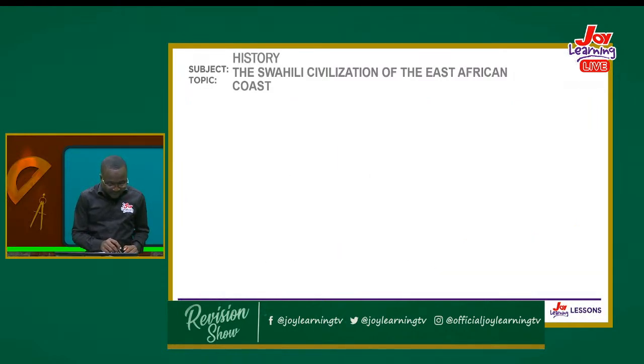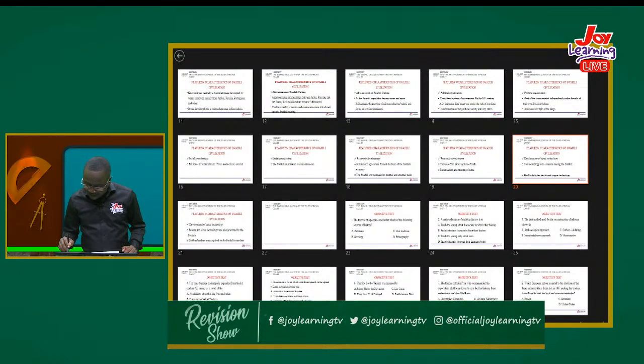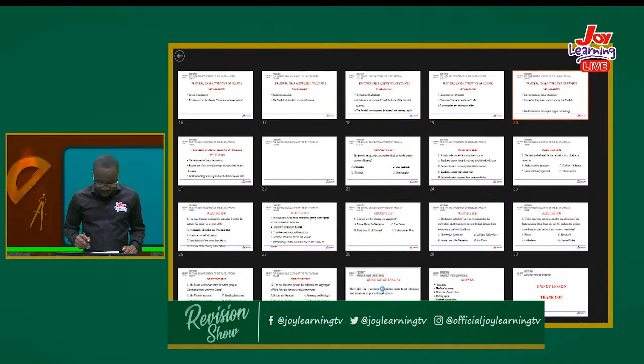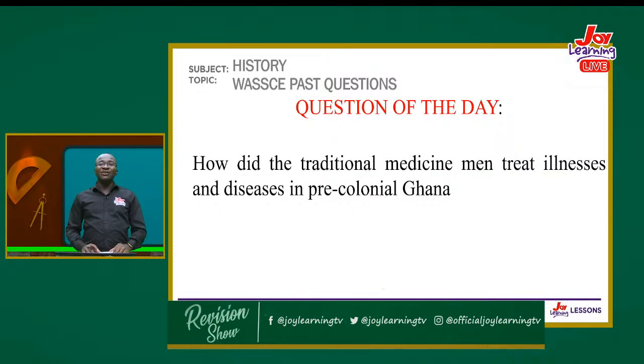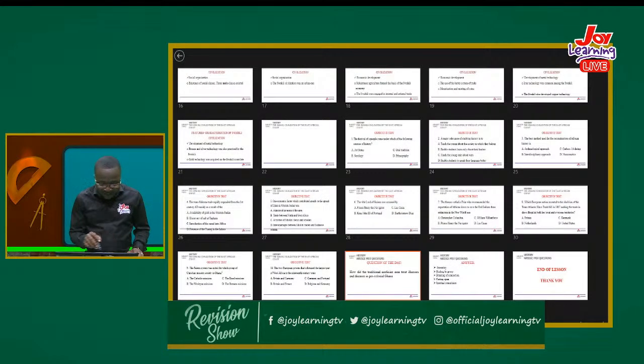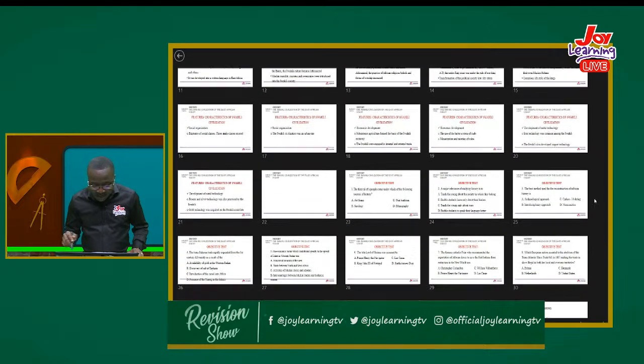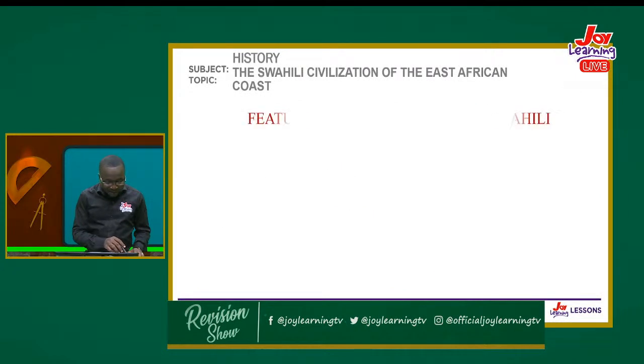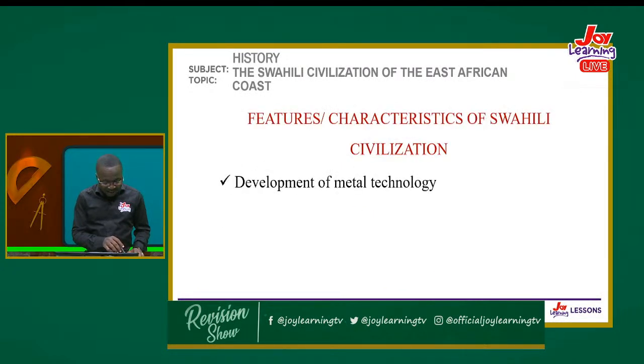Now, we have few minutes to go. So let's remind ourselves again of our question of the day, and you can call in. The question is, how did the traditional medicine men treat illnesses and disease in pre-colonial Ghana? And the number to call is 0302-211-705 or 0302-211-706. All right. So let's wrap up as we wait for our last caller for the day. And you'd be privileged to be our last caller for the day.